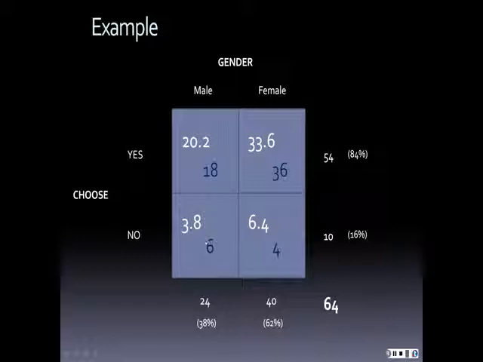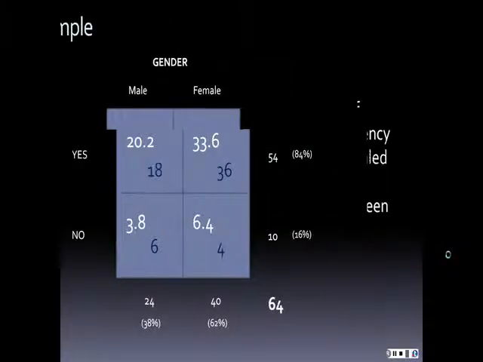Notice that 6 of the men said no. Only 4 of the women said no. What's interesting is that more men said no than women when there are actually fewer men in the sample. So it looks like men were disproportionately more likely to say no than women, but is that statistically significant? And that's where the chi-square comes into play.